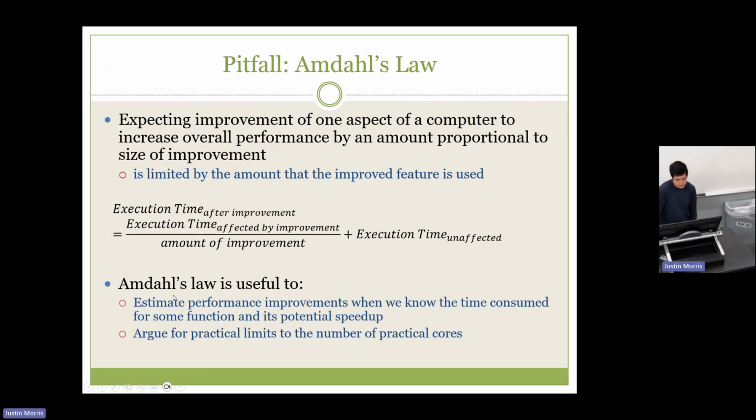So Amdahl's law is useful to estimate performance improvements when we know the proportion of time consumed by the function that we are trying to speed up. And you can also argue practical limits for something like the number of cores, because you can split up the execution time into how much of it is parallelizable and how much of it is sequential. So if you're 50% parallelizable and 50% sequential, no matter how many cores you have, your maximum theoretical speedup is 2 times.